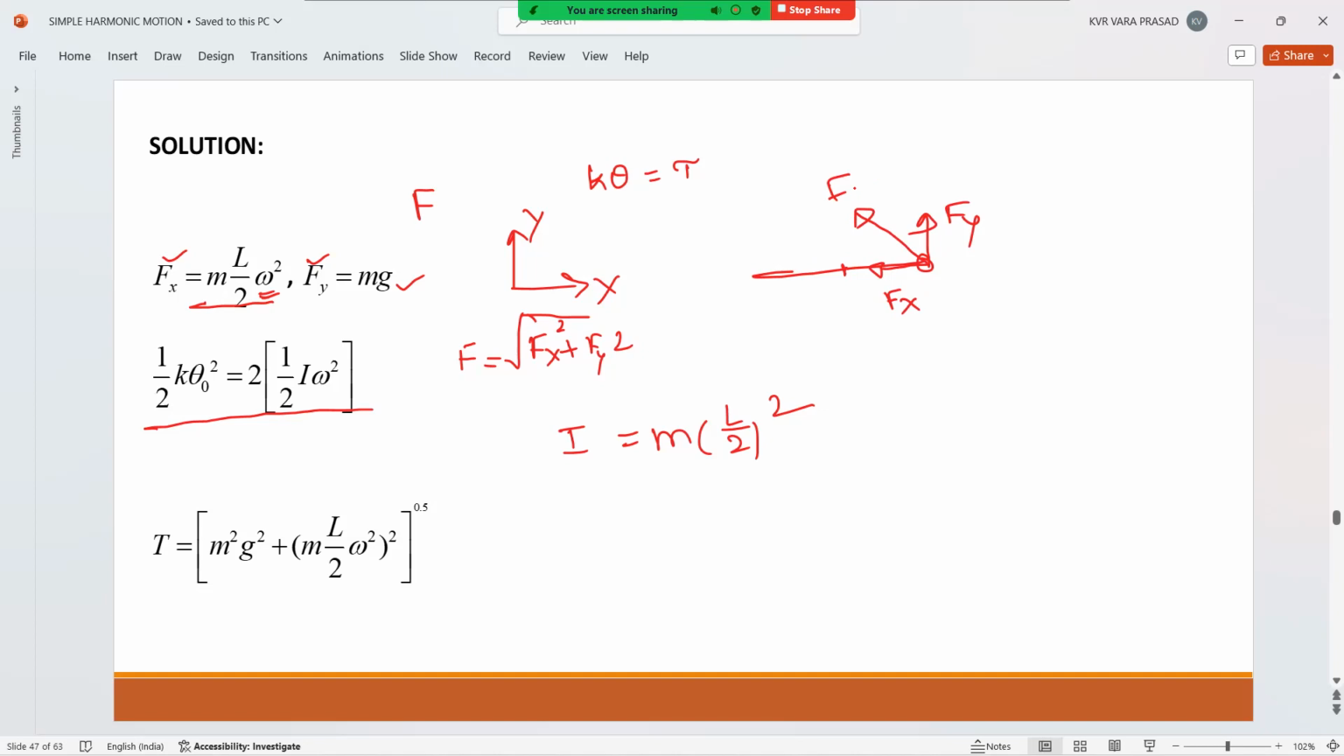If you see in the case of strings, tension must be along the string length. But the force in the rod need not be along the rod length. Okay. That is one important conclusion that we can draw from here. Right. See the next problem.